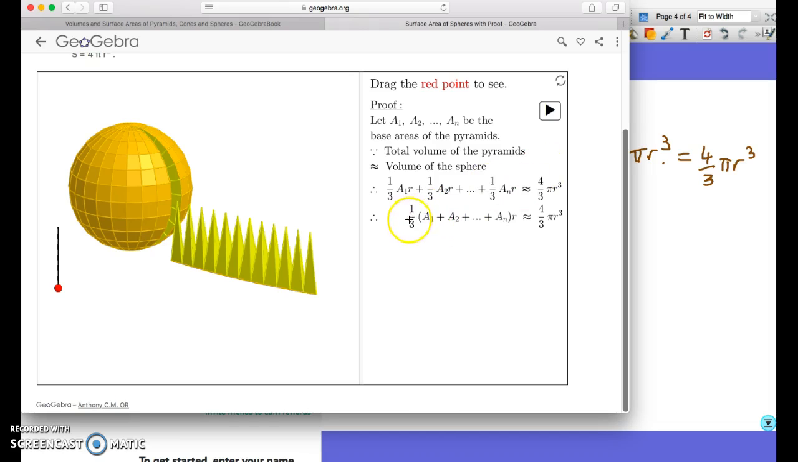And so if we do a little bit of algebra, we multiply both sides by 3, we divide both sides by r. You should be able to see that what we're going to end up with is S equals 4 pi r squared, the sum of all of the areas equaling 4 pi r squared.